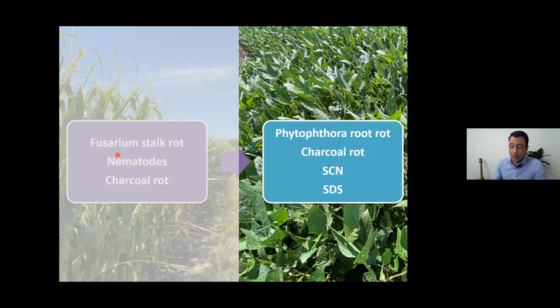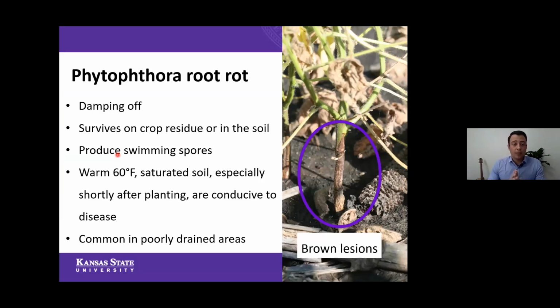So if you know that you had some problems last season, now is the time to plan with the right variety or right hybrid for your upcoming season. We're going to start with Phytophthora root rot. We're going to be going over charcoal rot again, now in soybeans, and soybean cyst nematode and sudden death in soybeans. Phytophthora root rot was a problem last season, especially in the southeast part of the state, right? Where we are right now, probably where you are right now. So it's important for us to remind ourselves of how this disease looks and how to manage it.